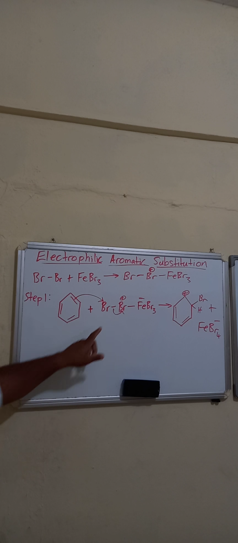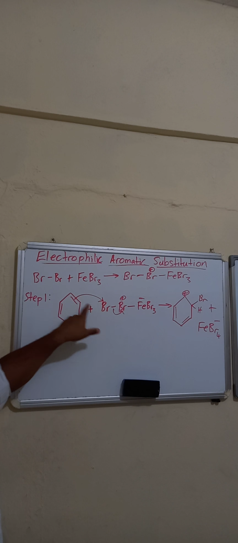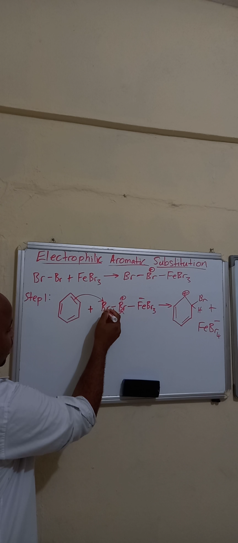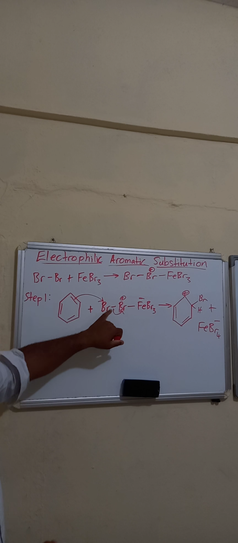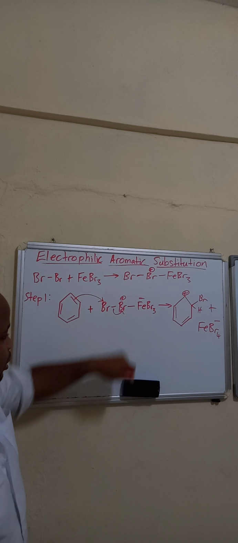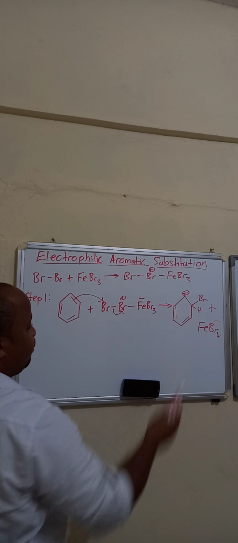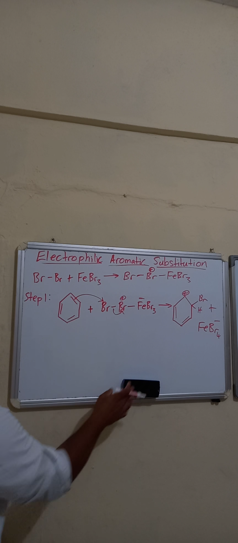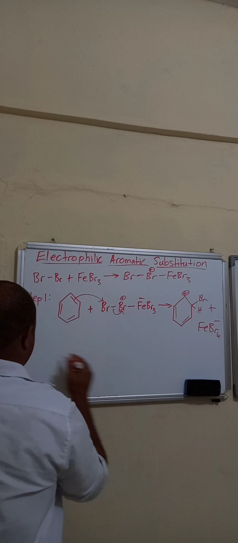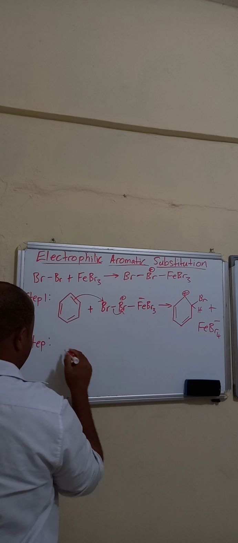Alright, so you have the complex, so you just write the equation, right? And then in terms of the mechanism, we know we should have the nucleophilic attack, right? So we remove a bromine atom from the complex. This bond breaks heterolytically, so this bromine atom gets both electrons. So we end up with FeBr4 along with the bromine attached to the benzene ring. And then in the second step, you draw back this.